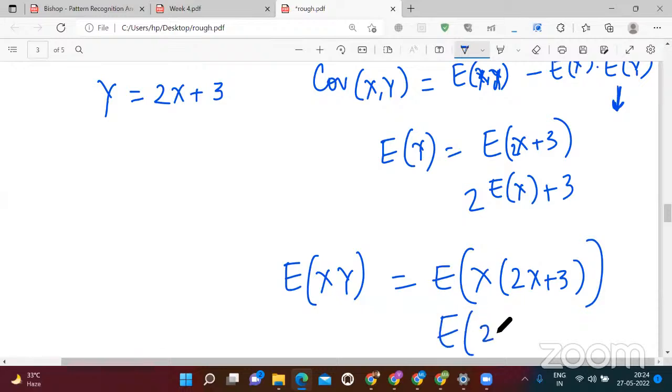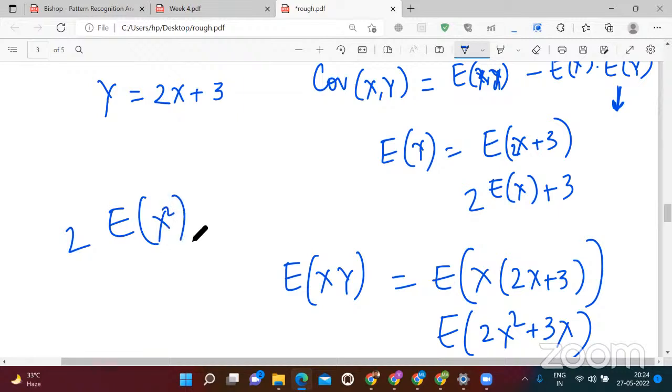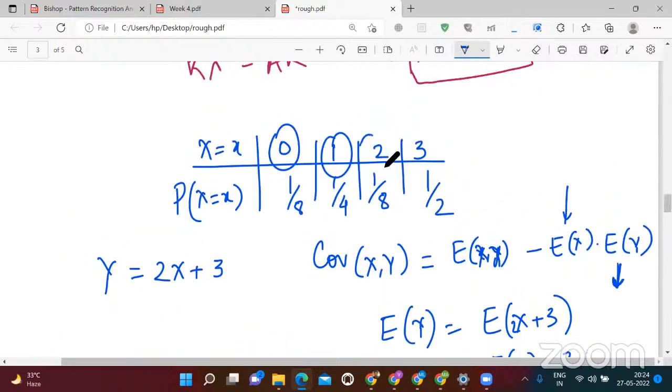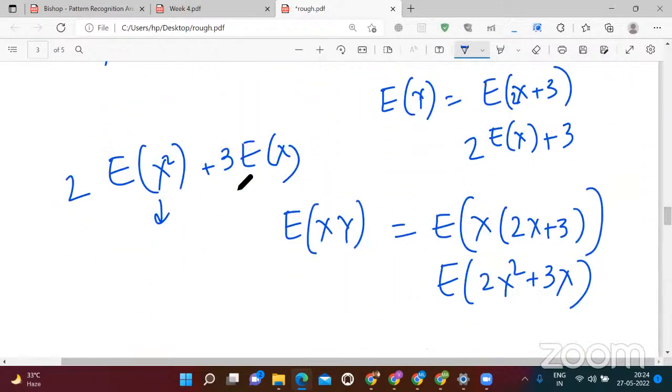So this is 2x square plus 3x. So you have to do 2 into E of x square plus 3 E of x. This you can calculate. You just have to square the values and multiply with the respective probability. Then multiply E of x with 3 and do the subtraction, you'll get the value. So I guess this is fine, right? Or should I calculate the final answer?